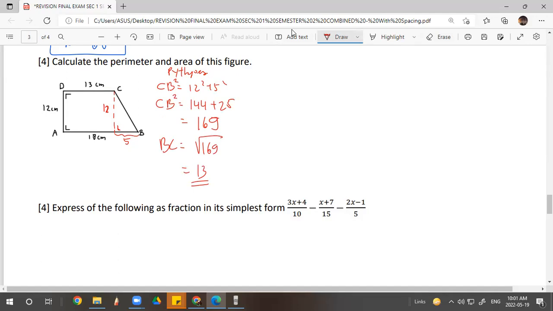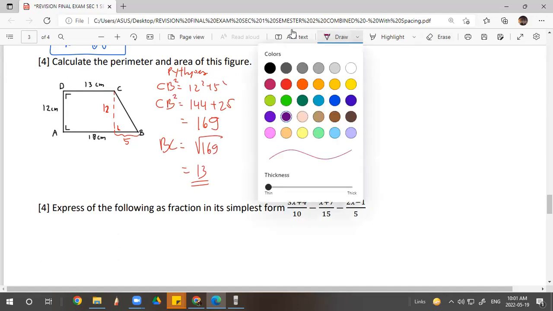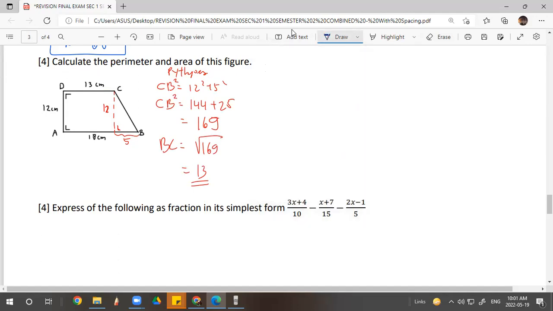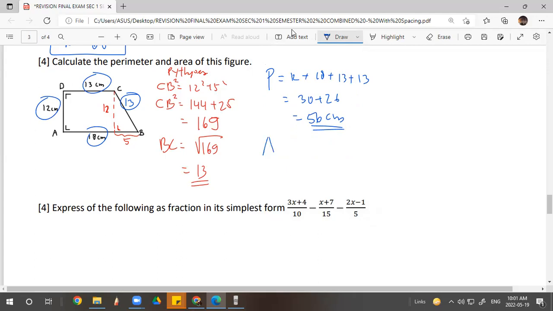So we can calculate the perimeter. Very simple. The perimeter of the figure is, add all the outer numbers. I put the left first, 12, bottom 18, right side 13, and top side 13. So you cannot include the 5 and 12, right? So this is 30 plus 26, so 56 centimeters. Don't miss the unit.